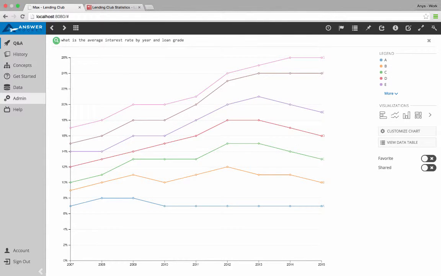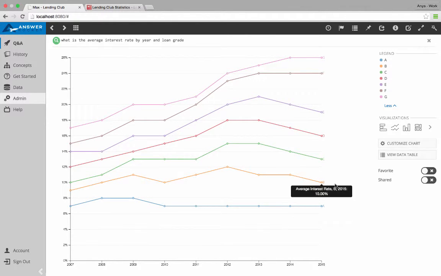Lending Club rates loans on a scale of A to G, with grade A having the lowest risk and grade G having the highest risk. Looking at the legend, grade A loans are in blue and grade G loans are in pink. Now looking at this graph, you can see that the interest rate increases as the risk on the loan increases.